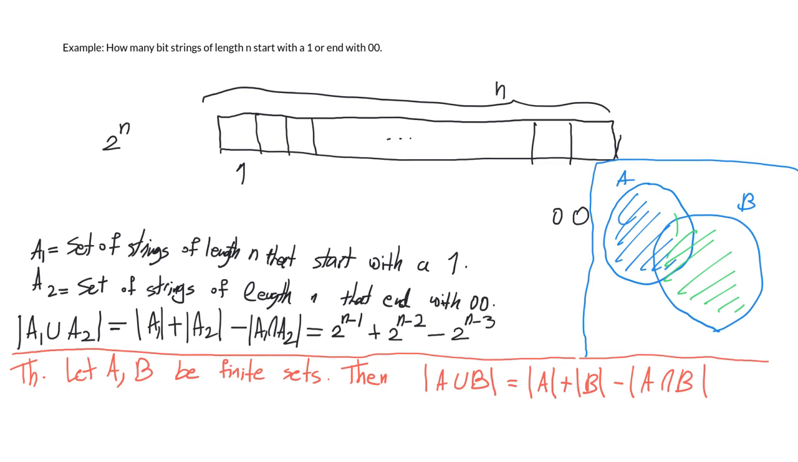Your book calls this theorem here the subtraction rule, but you don't need to remember any name for this because it's just a simple relation, and it's also a special case of a theorem or a principle which is a theorem. It's called the inclusion exclusion principle.